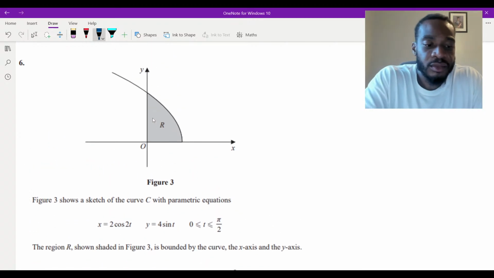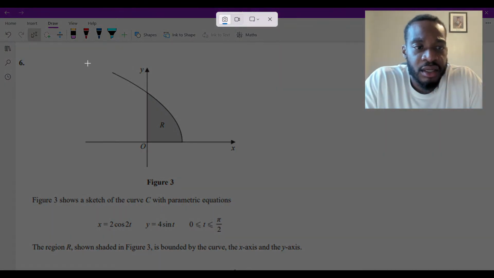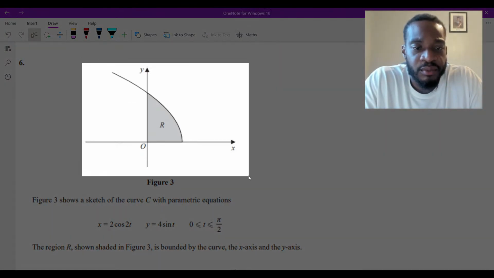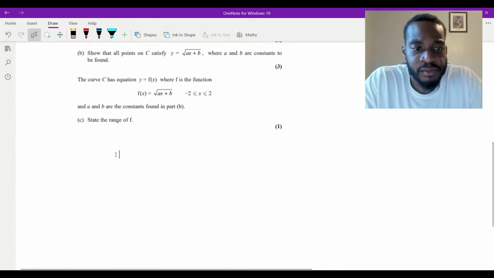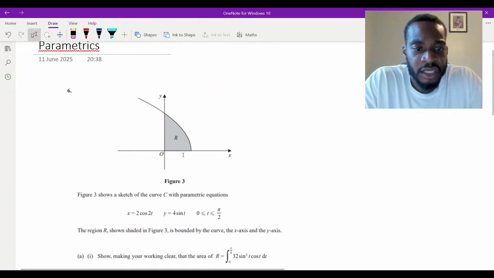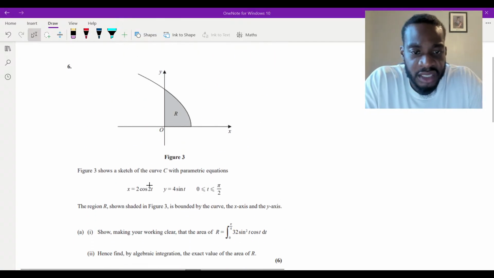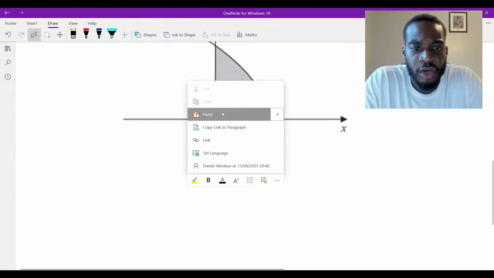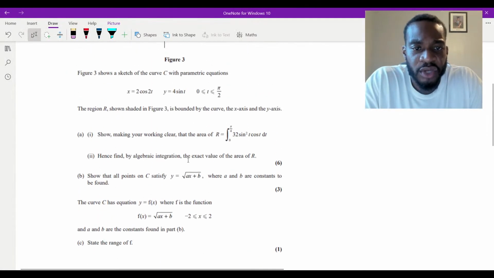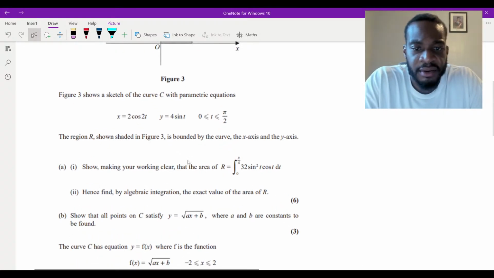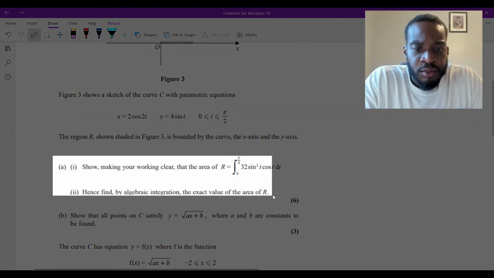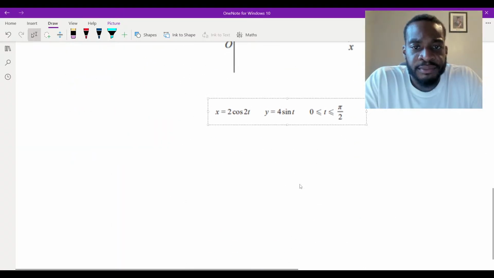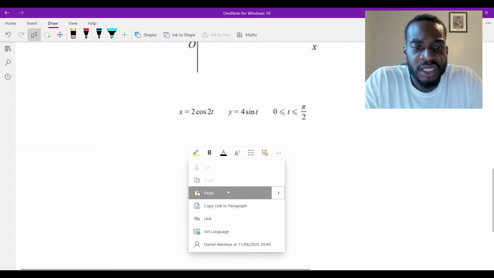So, doing this here, this is our graph, and we've got our equations here. We know that t is defined between 0 and pi over 2. Remember, we're trying to show that. Actually, there's a lot to get, to be fair. I'm just going to grab that part. So we want to define what this area is.